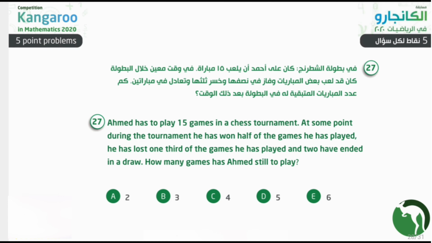So here, if we sum 1 over 2, which is the ratio of the games that he won, plus 1 over 3, the games he lost, this will be equal to 5 over 6. So the number of games that ended in a draw is 1 over 6, the complement of 5 over 6. So 1 over 6 is equal, but here we have 2 games, so we should multiply by 2. So we will have 2 over 12.